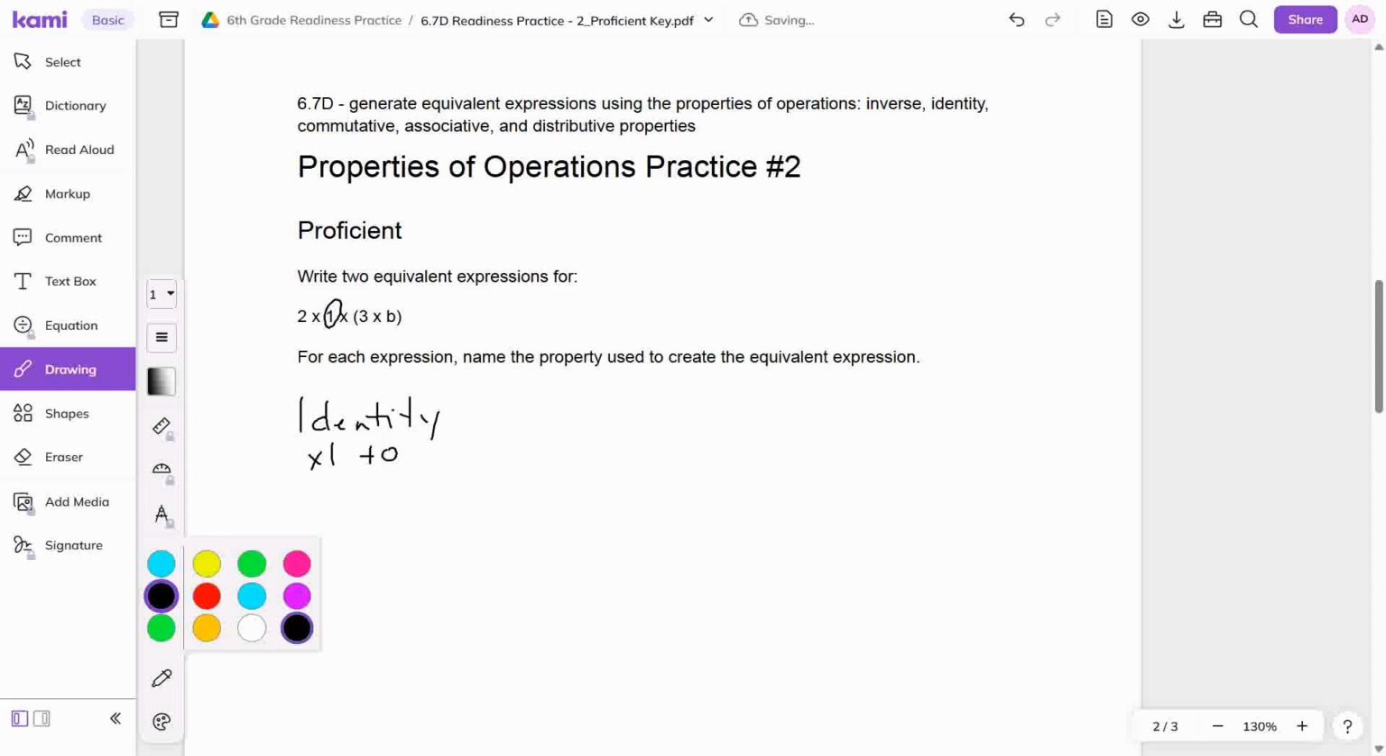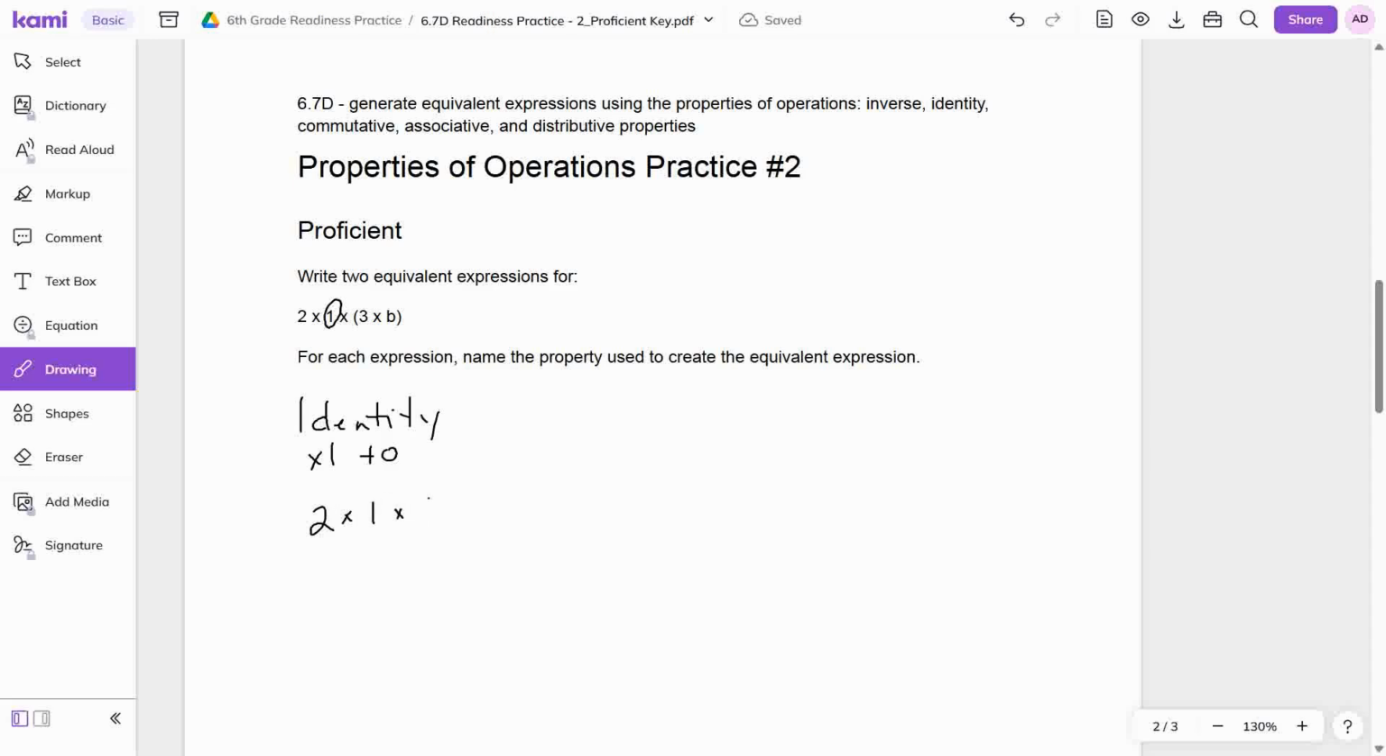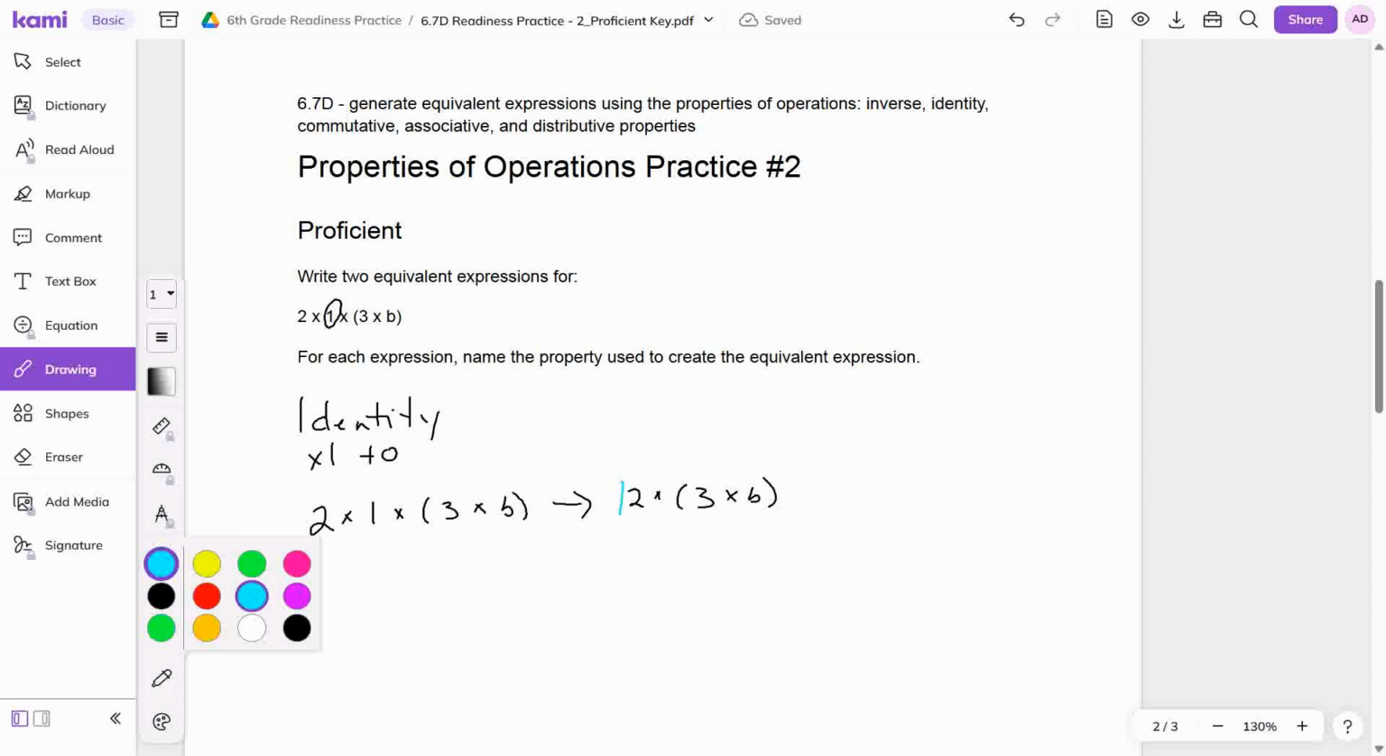And since I'm multiplying by 1, we don't have to multiply by 1 because it doesn't change anything. Anything times 1 is itself. So I can take my property here, and I can say 2 times 1 times, and then I've got this 3 times b. I don't need that 1 because multiplying by 1 doesn't do me any good. So I can simply remove that because 2 times 1 is the same as 2. And I can leave everything else the same, 3 times b. So that would be the identity property. Anything times 1 is itself, so you don't really need it.